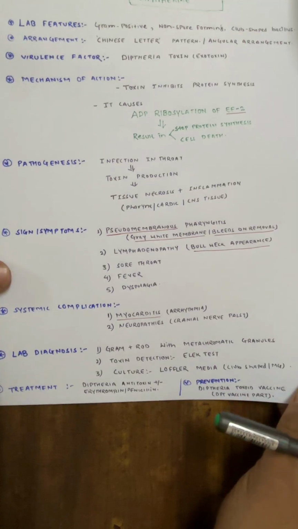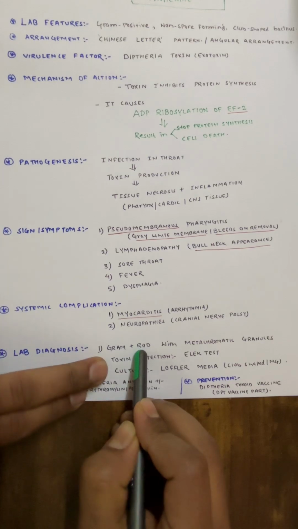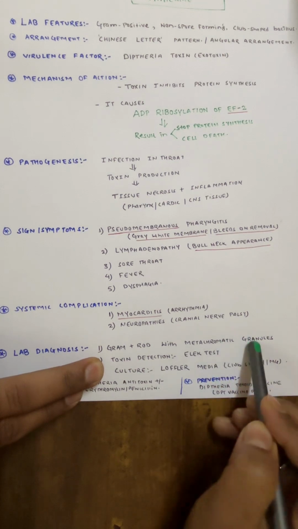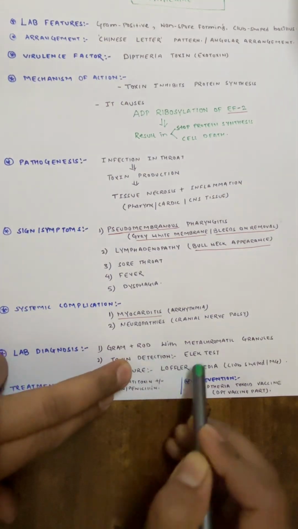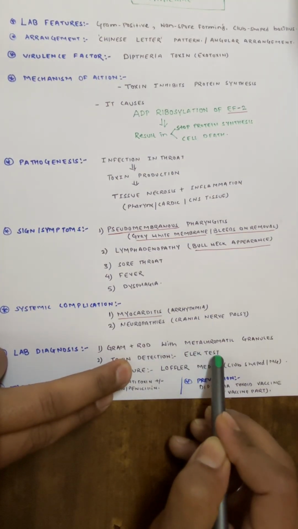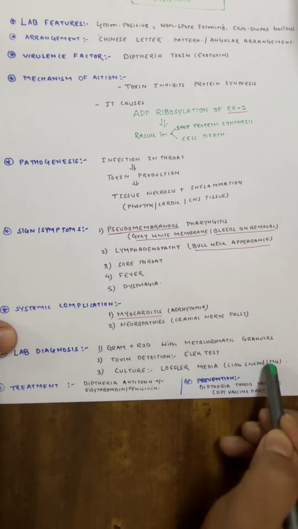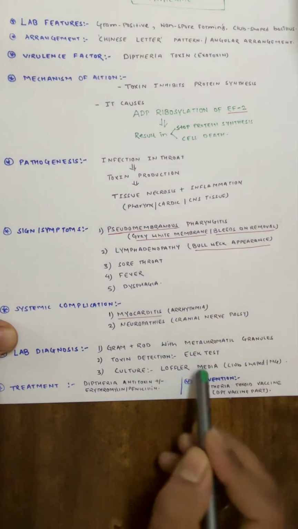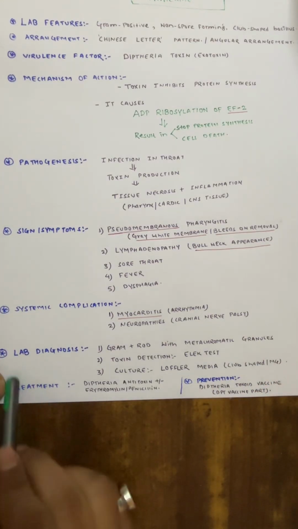Now suppose you get an infection from Corynebacterium diphtheriae, how will you diagnose this case? In lab diagnosis, we know it's a gram-positive rod with metachromatic granules. Remember this term, metachromatic granules. For toxin detection, to detect the diphtheria toxin, we have a special test known as the Elek test. Now we can culture this bacteria in Loeffler media. I told you at the start that it's a club-shaped bacillus, so which media is used here? Loeffler media.